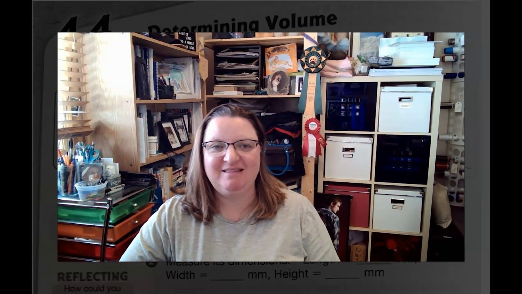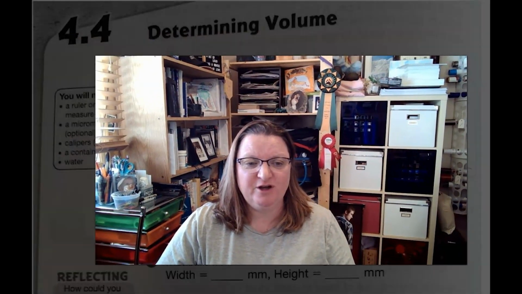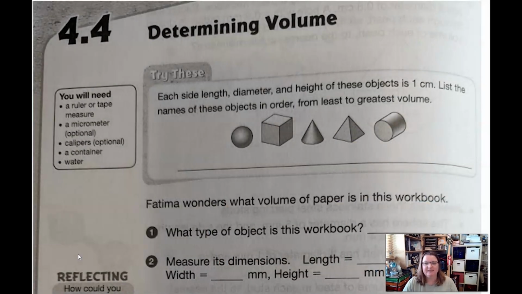Basically, this lesson is just building on the volume problems that you did in the last lessons and going on to some new questions, some new types of things, not quite composite shapes, but some other things we have to look at to determine volume. So let's go ahead and get started.